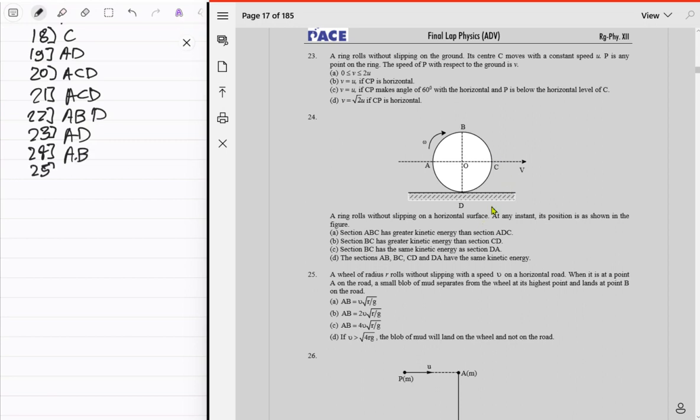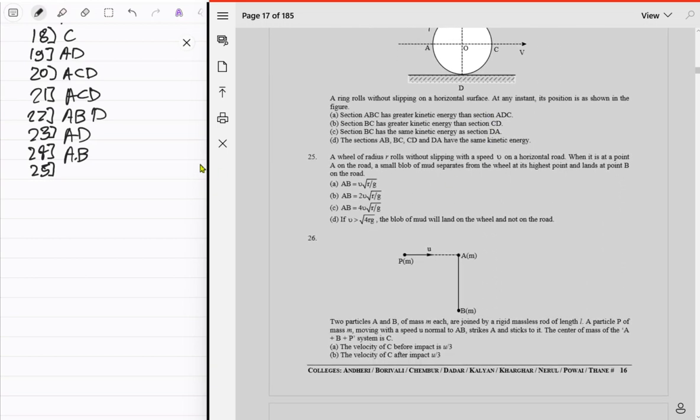25th. A wheel of radius R rolls without slipping with a speed V on a horizontal road. When it is at a point A on the road, a small blob of mud separates from the wheel at its highest point and lands at a point B on the road.